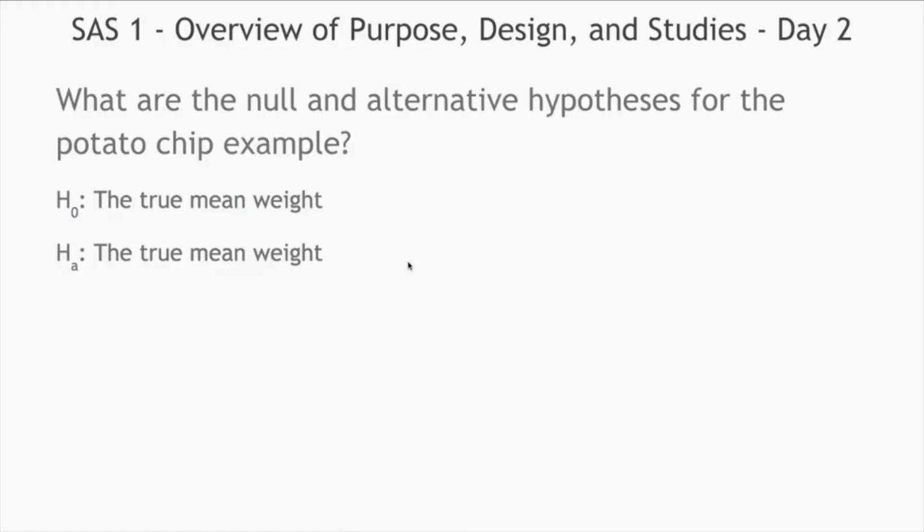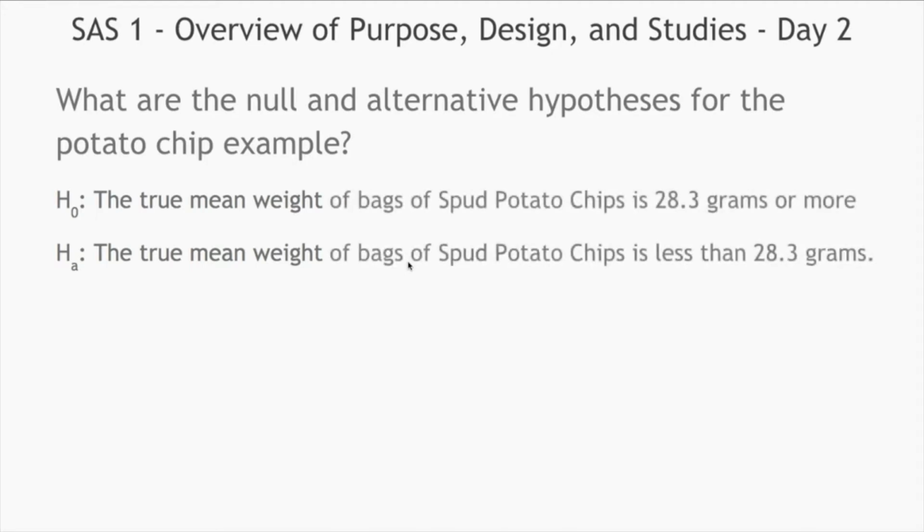So what are the null and alternative hypothesis for the potato chip example? Okay, so the null hypothesis is that the true mean weight of a bag of Spud's potato chips is 28.3 grams or more. And the alternative hypothesis is the true mean weight of a bag of Spud potato chips is less than 28.3 grams.